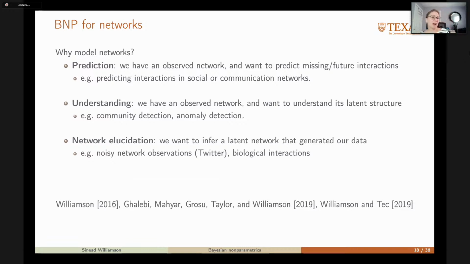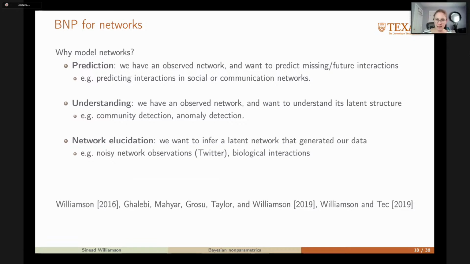And we might also have the situation where we don't observe our network exactly, right? We want to infer a latent network. So this is kind of true in Twitter. We see who tweets after who, but that's only a noisy representation of a true social network. This is often true in biological interactions.